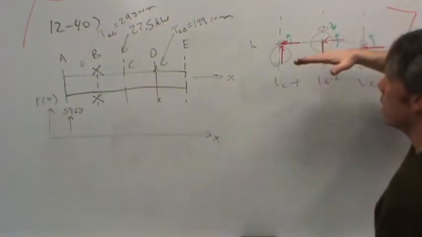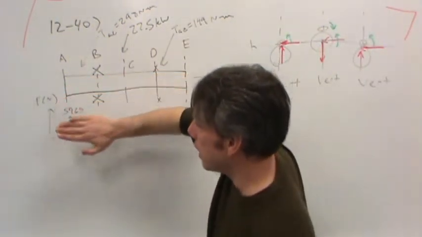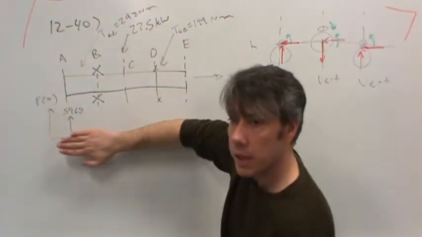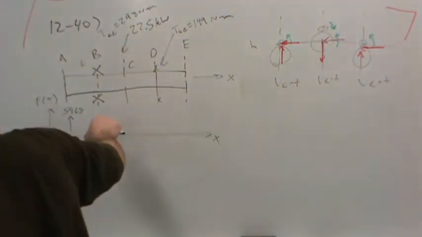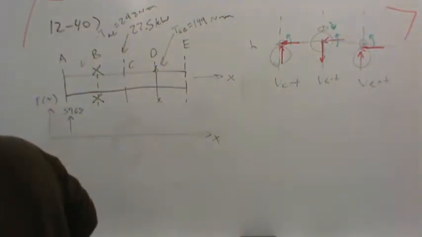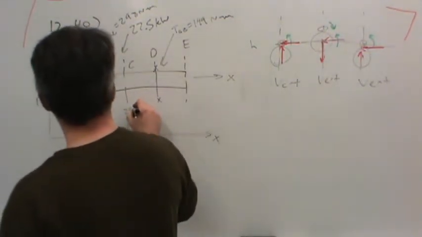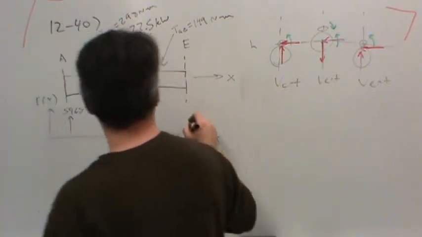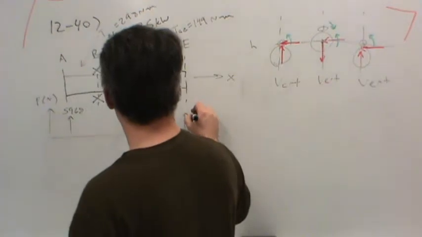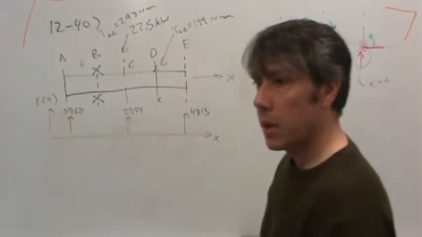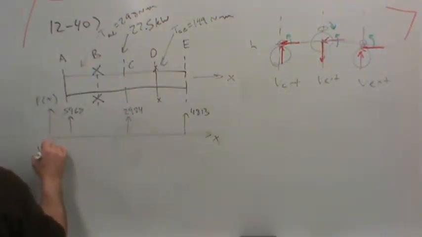Think about it this way. You cut the shaft like this, and you're looking at it like this. So you've taken this plane and you're looking at it this way, okay? So 5968. Now at C, our load in the tangential, which is our horizontal direction, was 2984. And at E, the load was 4813. Okay? So now if we want to create a shear diagram, I'm trying to leave enough room for the moment as well.